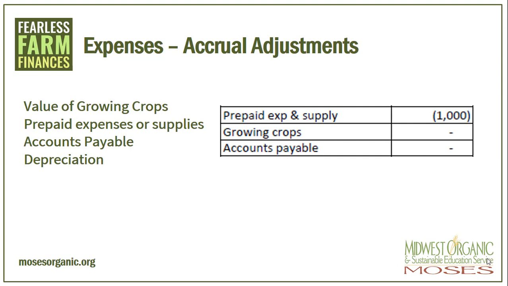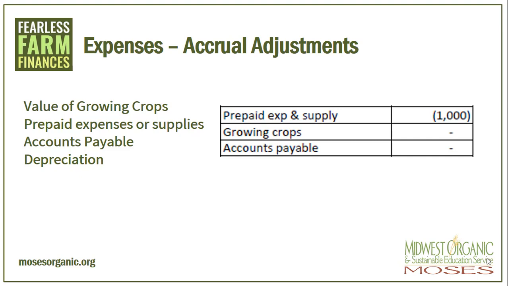Let's go ahead and move to that confusing thing of accrual adjustments. On the expense side, there are several things we will adjust for, including the value of growing crops, prepaid expenses or supplies, accounts payable, and depreciation.